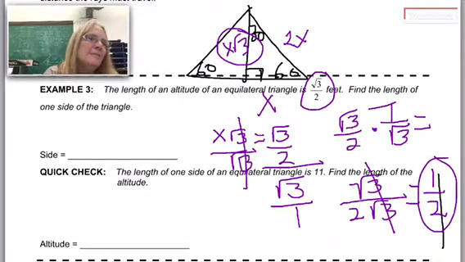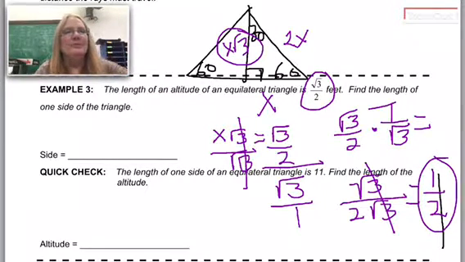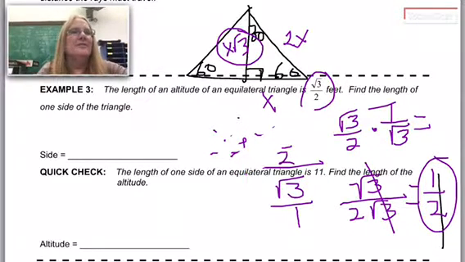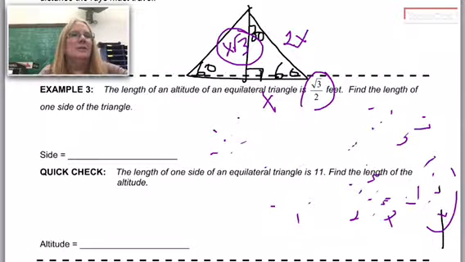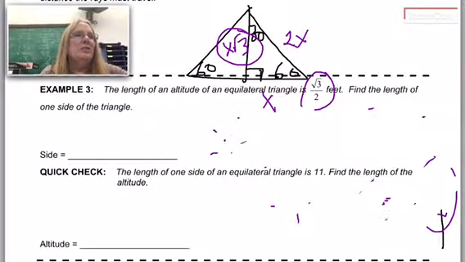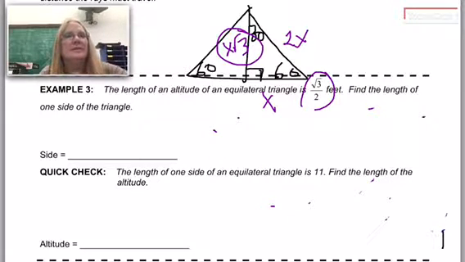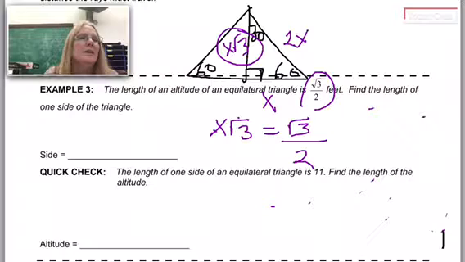Okay, let me solve the same problem another way, because I know that one's a little bit tricky. Let's look at it like this. Let me erase that. Okay, so again, we know that x to the square root of 3 is equal to the square root of 3 over 2.